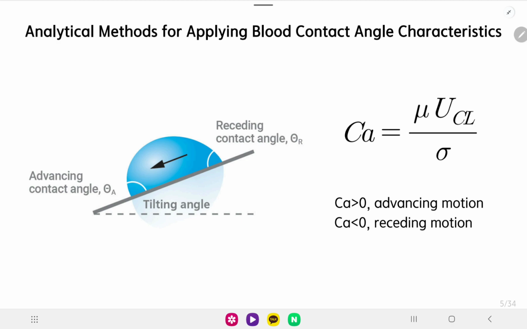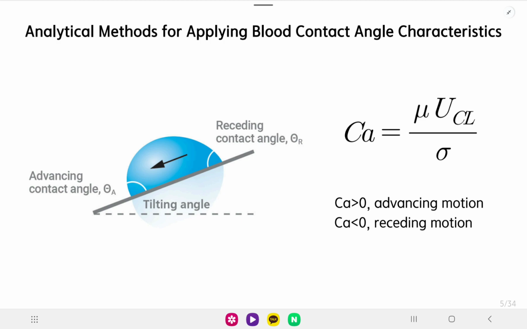The contact angle characteristics of a droplet on a solid surface are determined by the relationship between the surface energies and the interfaces of the solid, liquid, and gas phases. Unlike a stationary droplet which maintains a uniform contact angle across the entire contact surface, a moving droplet exhibits different contact angles at the advancing front and the receding rear. To analyze the behavior of blood droplets on a surface, the capillary number can be used to distinguish between advancing and receding motion, allowing for the formulation of appropriate equations.